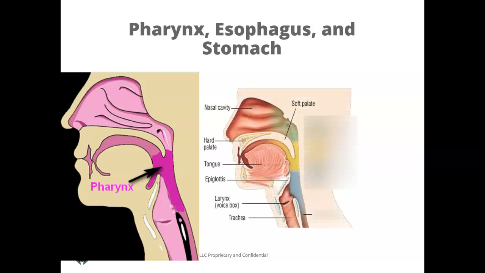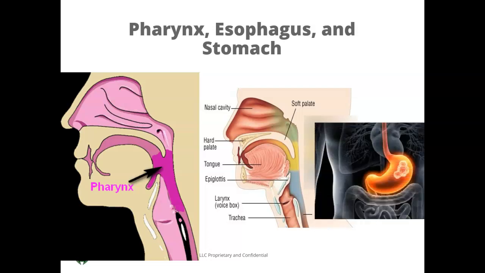The esophagus has a small flap of cartilage called the epiglottis. This will fold back to cover the trachea during swallowing, so food does not go into your lungs. But it also does this to force food to enter the esophagus. And then from the esophagus comes the stomach. Now the stomach is a sac-like structure located in the LUQ, or left upper quadrant.